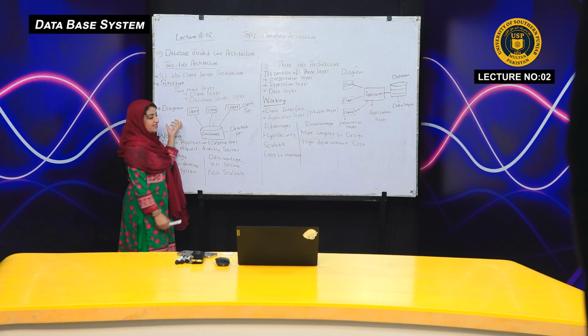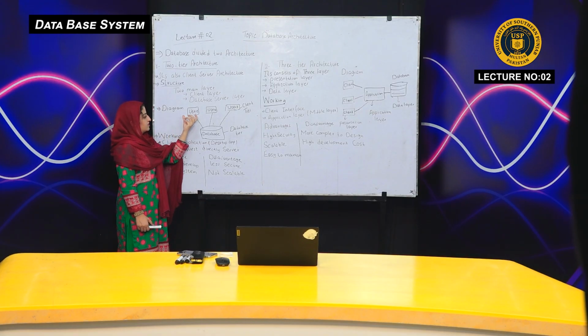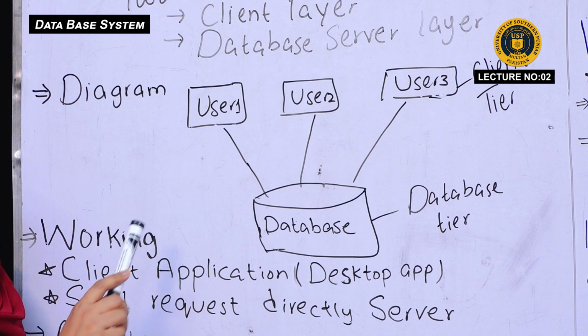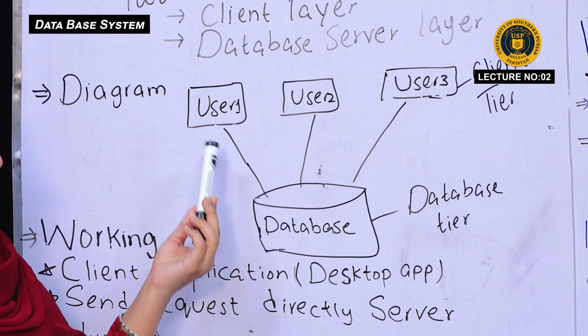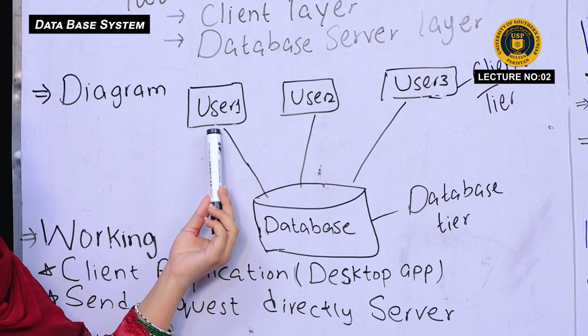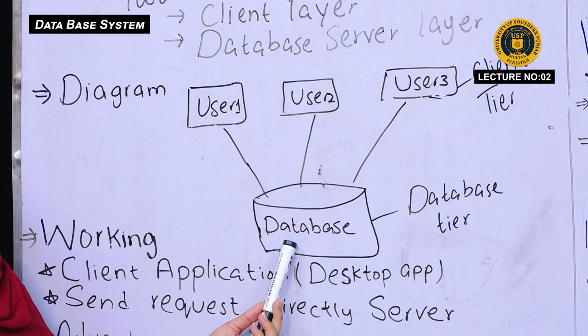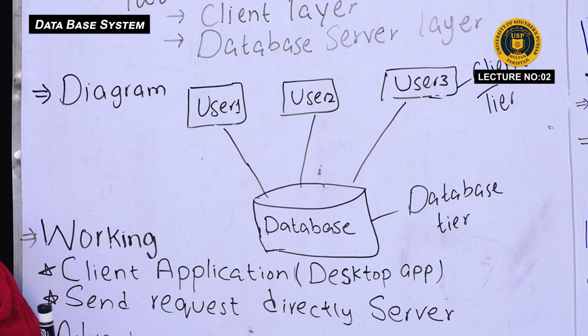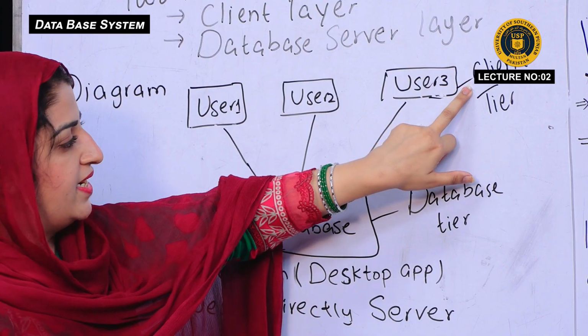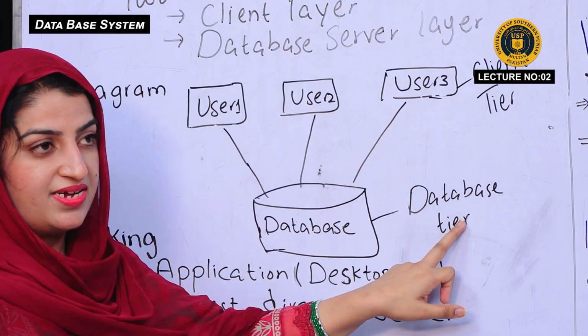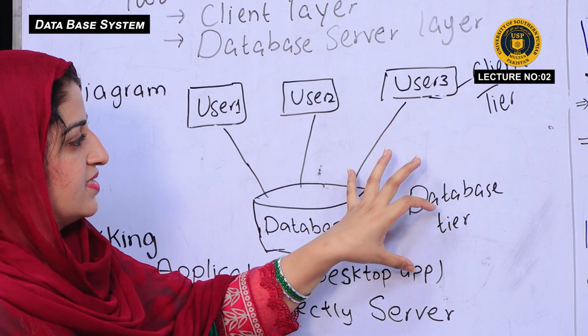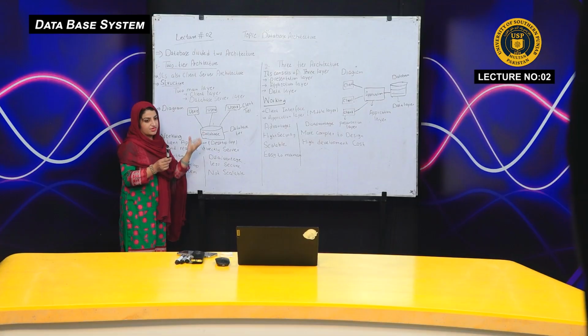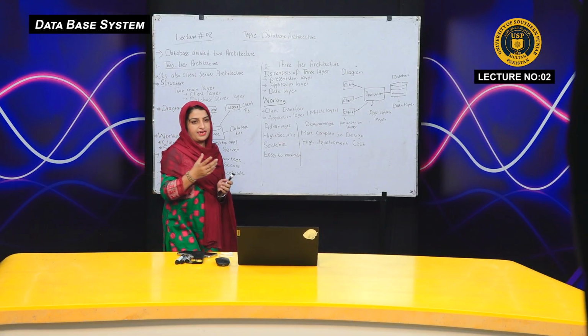Now I will explain the two layers in this diagram. The first layer is the client layer and the second layer is the database layer. In the diagram you can see different clients, different users, user 1, user 2, user 3 and so on, who can interact directly with the database layer. This is the client tier. The client tier directly interacts with the database tier. In this section, we explain the working in more detail.